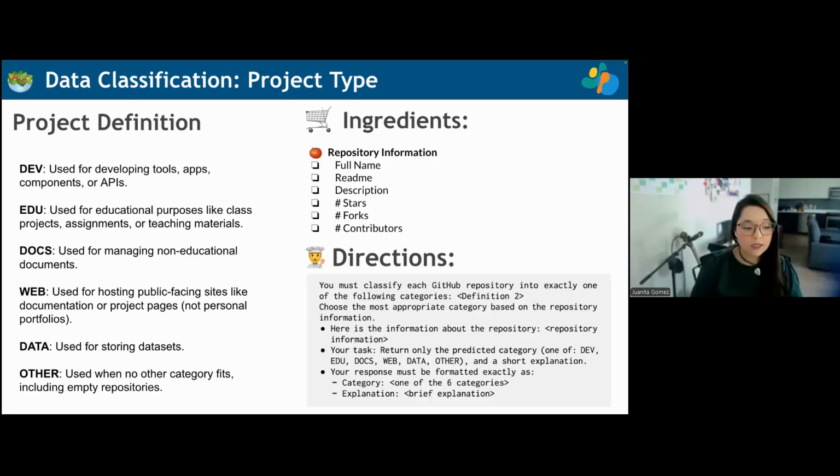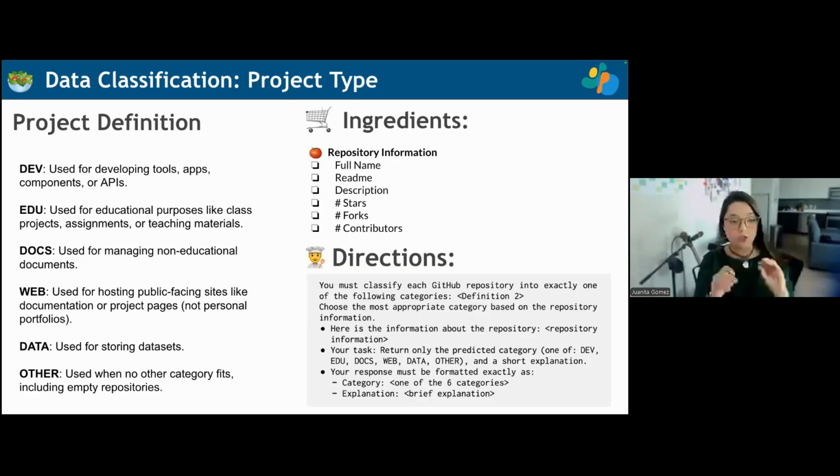I think some of these popularity indicators can speak to which of these categories the projects belong to. So basically, I picked 5 categories: development, which is used for tools, applications, or research in general; education, for class projects, assignments, or even teaching materials, so from the side of the professors or the students. I had to put both of them in the same category because it was hard to separate them. Docs is for any other type of documents that are not education or documentation. Web is for project pages or documentation, and data is for data sets.